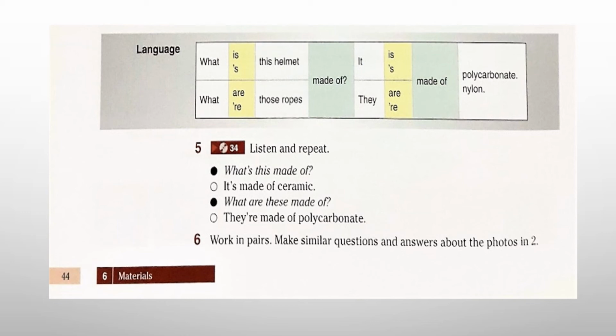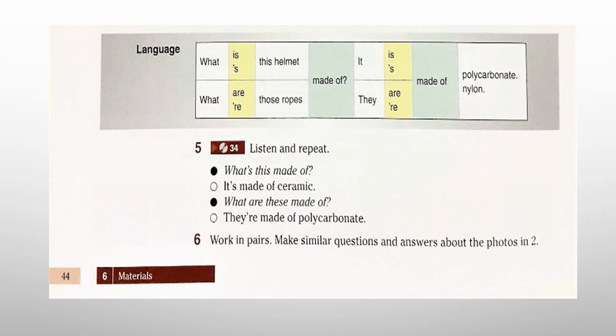If we're talking about more than one thing, like in the lower part, we use what are, or apostrophe re. What are those ropes made of? Here we're talking about a plural word, those ropes. So we say what are those ropes made of? And the answer is also in the lower part. They are made of nylon.